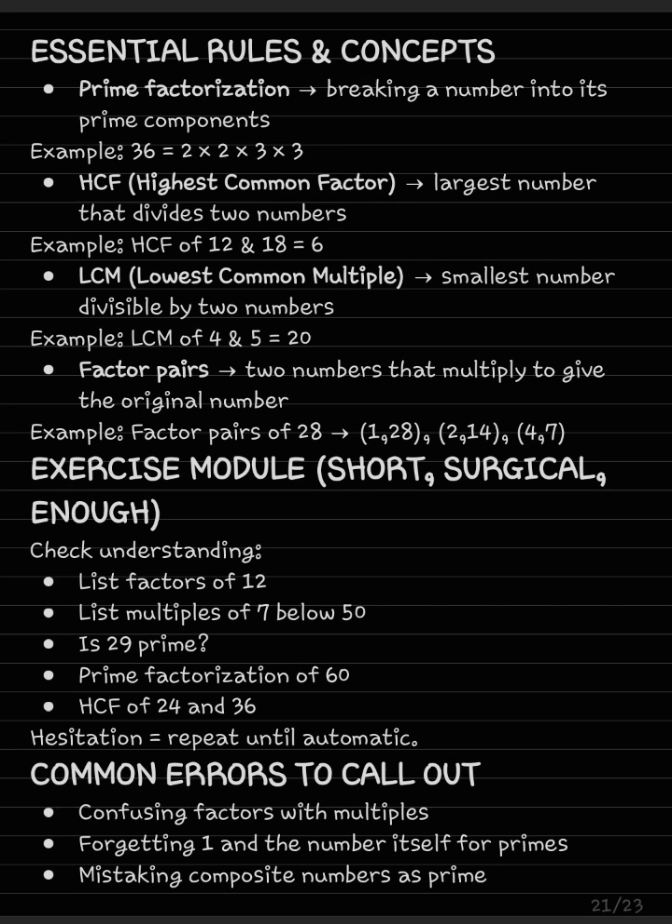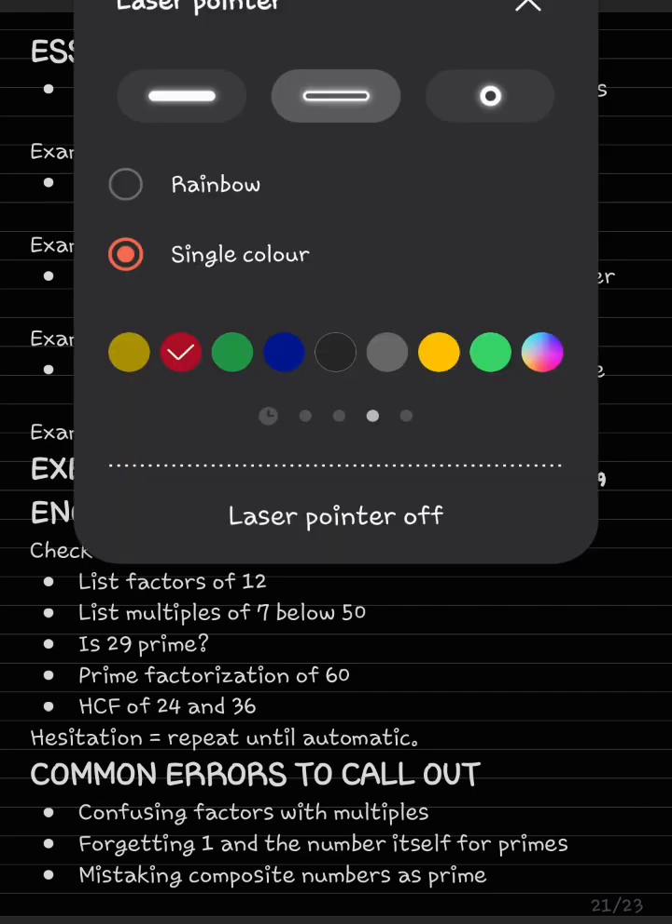Mistaking composite numbers as prime. Just because a number doesn't immediately show obvious factors, don't assume it's prime. Always check for smaller prime divisors. HCF and LCM errors. These often stem from poor or incomplete prime factorization. Ensure your prime factorization is correct before finding HCF or LCM.